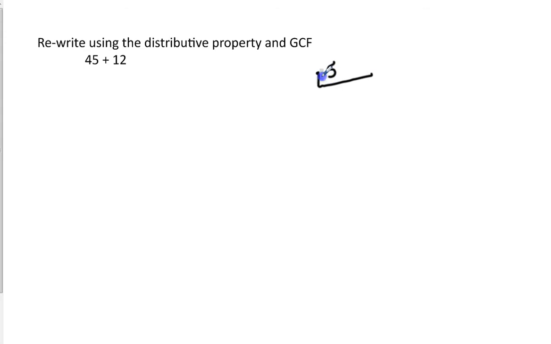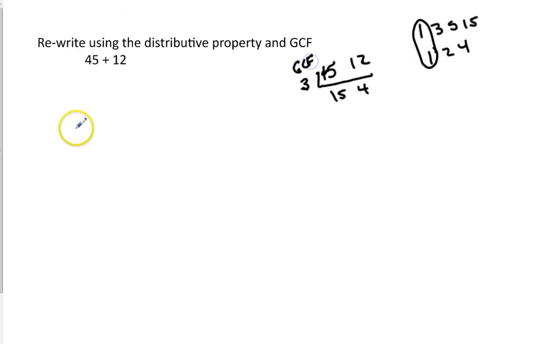I'm going to put them in the ladder. They have a common factor of 3. 3 goes into 45 15 times. 3 goes into 12 4 times. If I look at 15 and 4, they don't have a common factor. The factors of 15 are 1, 3, 5, and 15, and the factors of 4 are 1, 2, and 4. The only common factor they have is 1, so that makes certain you're done. So this is my greatest common factor.